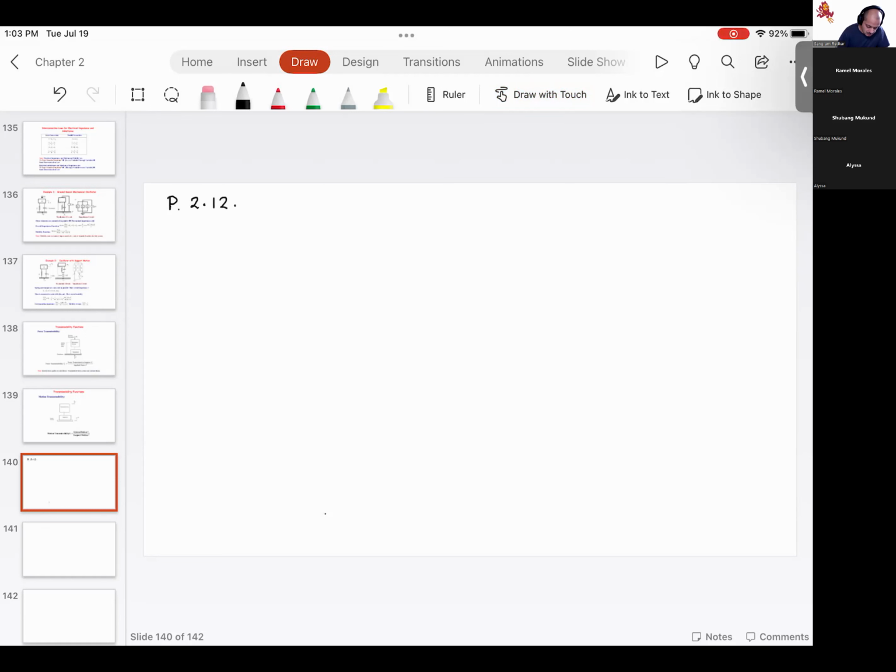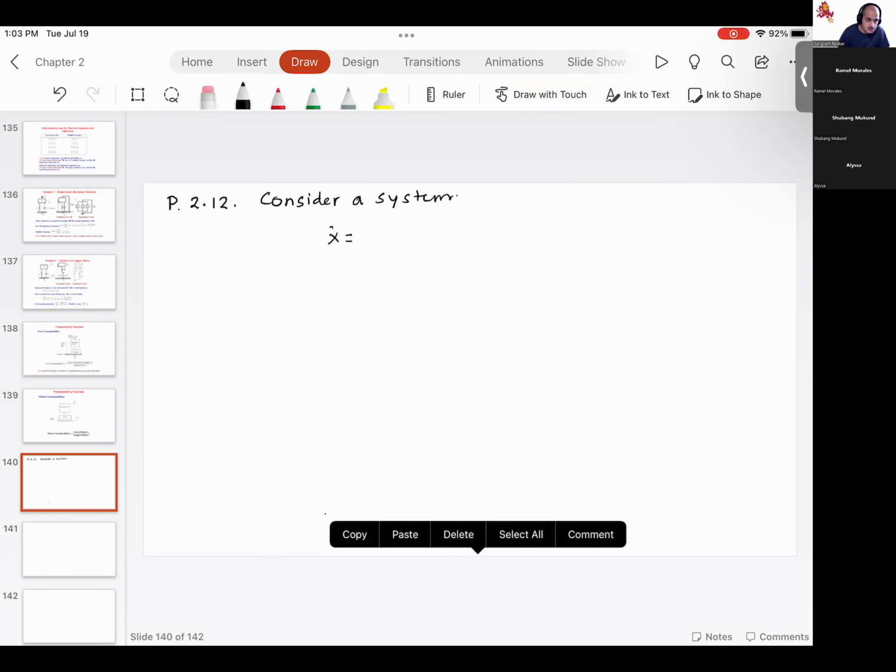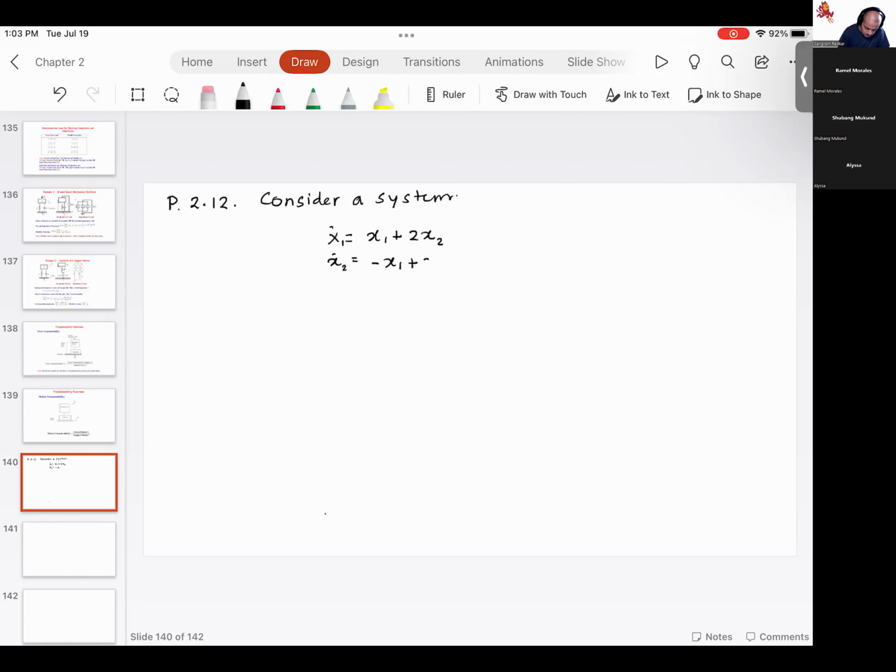problem 2.12. So consider a system that is given as the state equation x1 dot is equal to x1 plus 2 x2, x2 dot is equal to minus x1 plus 2u, wherein x1 and x2 are state variables and u is the input.